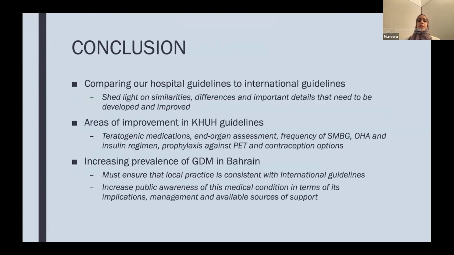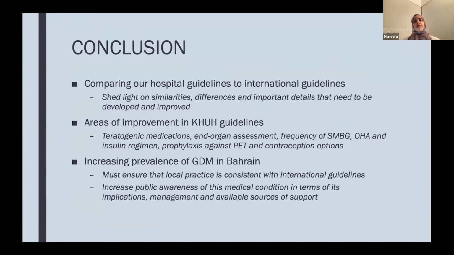In conclusion, we noted that comparing our hospital guidelines to international guidelines has enabled us to notice the differences and similarities in the approach, and we found some areas that require improvement in our hospital, and that includes mentioning the teratogenic medications, recommendations on end organ assessment, and what type of medication to give as prophylaxis against preeclampsia.